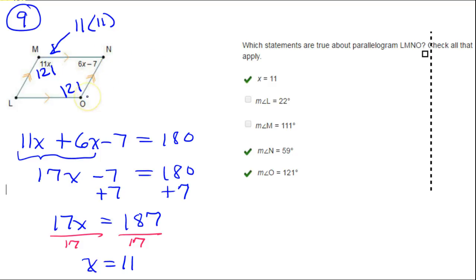Yeah, this is a parallelogram. They said it here that it's a parallelogram. Also, they marked the opposite sides with those little arrows showing that they're parallel, so we know it's a parallelogram.